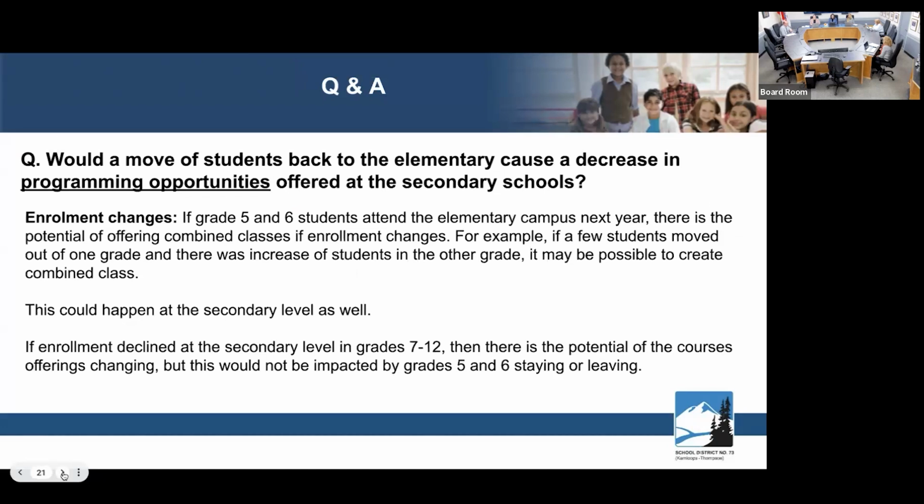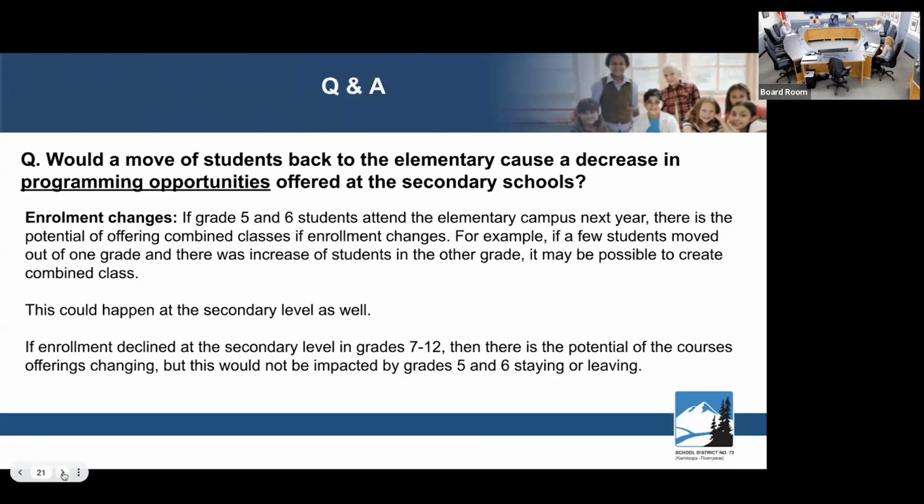The other question that came up: would a move of students back to the elementary campus cause a decrease in programming opportunities offered at the secondary school? If they did move back, the 5 and 6s or the 5s this year and 6s next year, whatever the decision comes, the students would attend the elementary campus next year. There's a potential of offering combined classes if enrollment changes. For example, if a few students moved out of one grade and there was an increase of students in another grade, it may be possible to create combined classes. So again, it's a split class issue depending on class size and composition and so on.